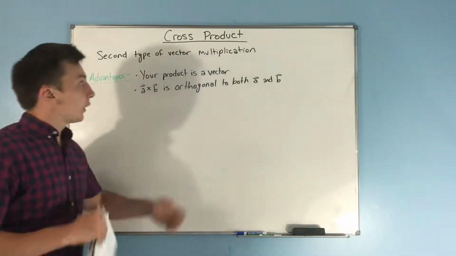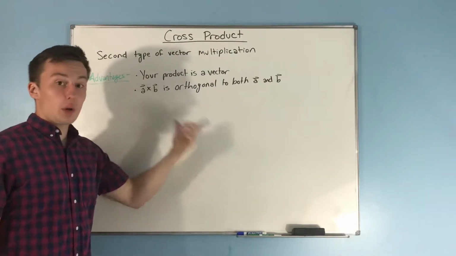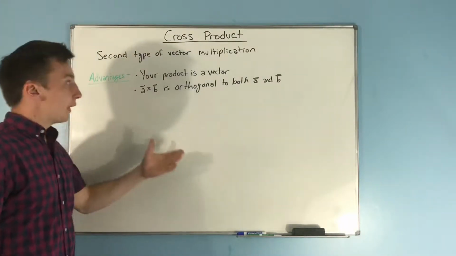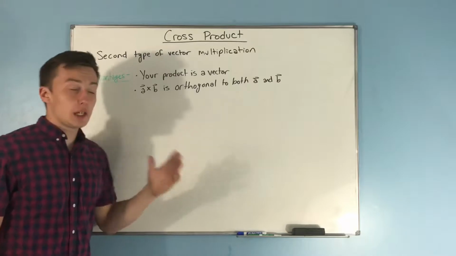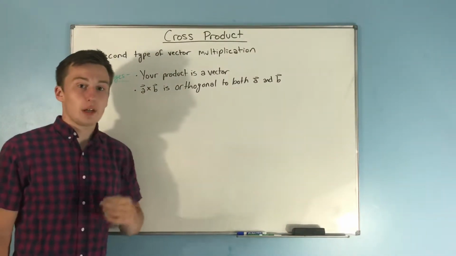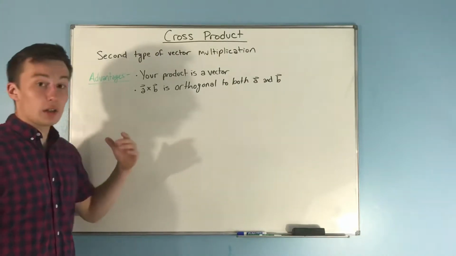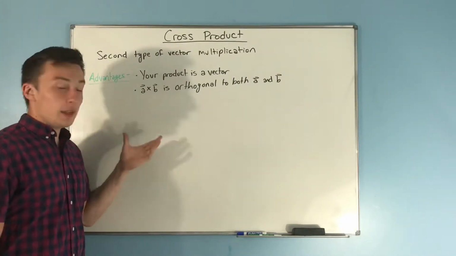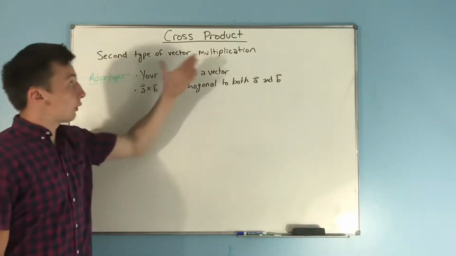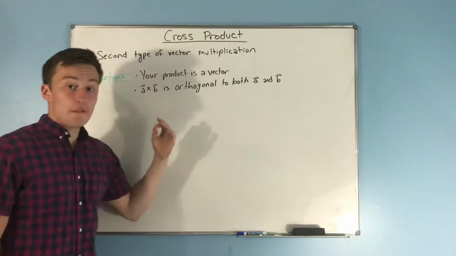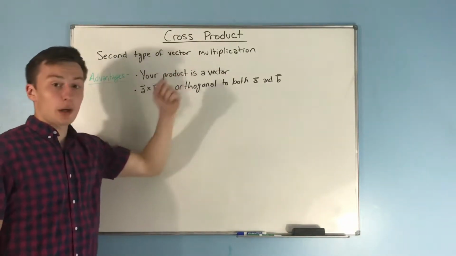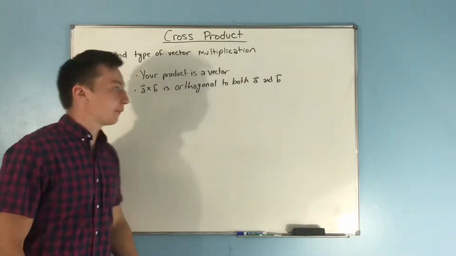Alright, so in this video, we're going to be talking about the cross product. This is the second type of vector multiplication, and one advantage is that the product is a vector. With the dot product, we had a scalar product, but with the cross product, now we have a vector product. That's the reason why the cross product is also called the vector product.